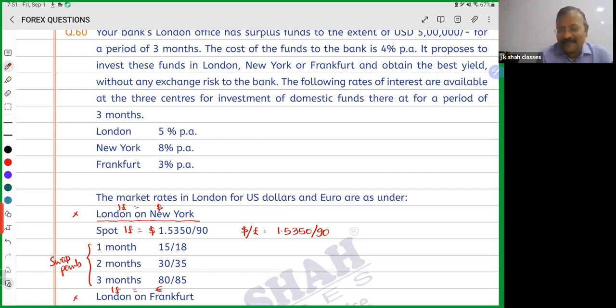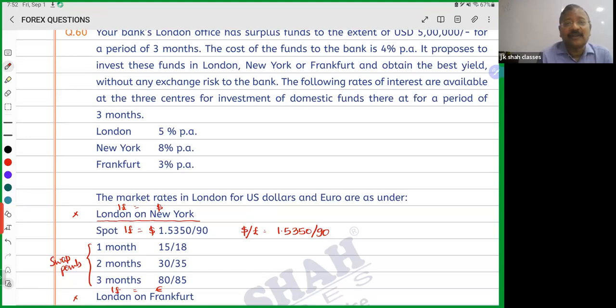Don't complicate things, keep it very simple. Interest rate, yes, in which after 3 months, wherever you land up with the maximum number of pounds. Okay, okay. So what will you do? How will you solve this sum now? How are you going to start?